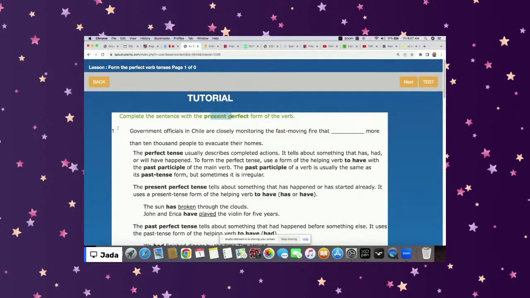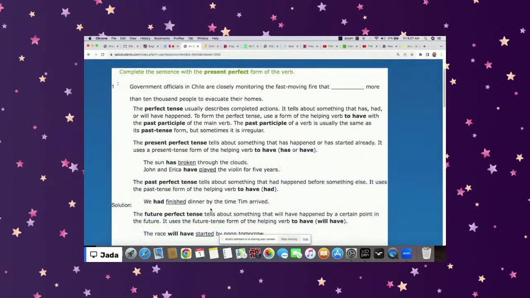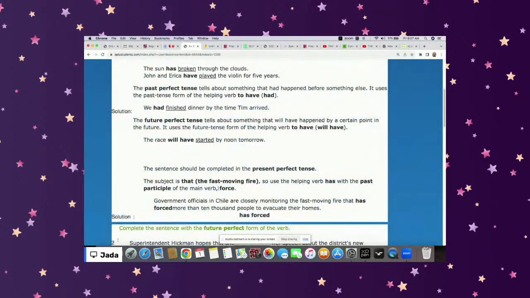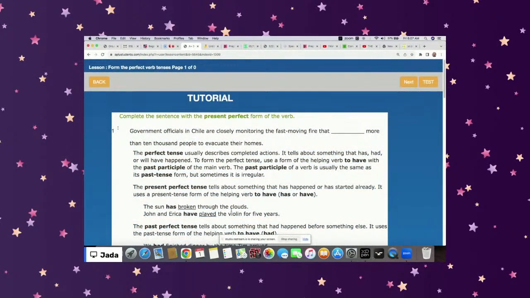Now, complete the sentence with the present perfect form of the verb. Government officials in Chile are closely monitoring the fast-moving fire that dash more. So, what is going to be the right answer for this one? Government officials in Chile are closely monitoring the fast-moving fire that has forced more than 10,000 people to evacuate their homes. Remember that this question says present perfect, and present perfect has to do with has or have. So of course, has or have would be in this answer to show that it's present perfect.